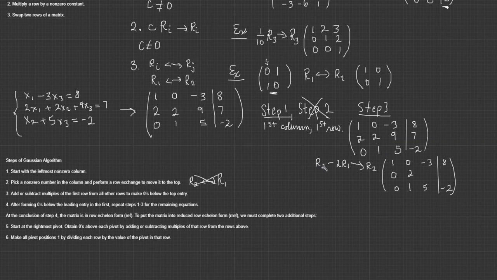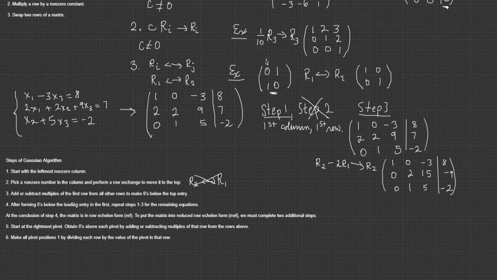And then lastly, we're going to be doing 9 minus negative 3 times 2. So that would be 9 minus negative 6, or 9 plus 6, and that will give us 15. And then on the constant side, we're doing 7 minus 2 times 8, which will just give us negative 9.